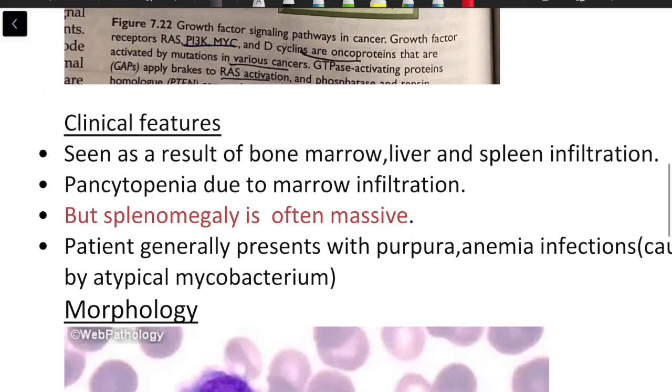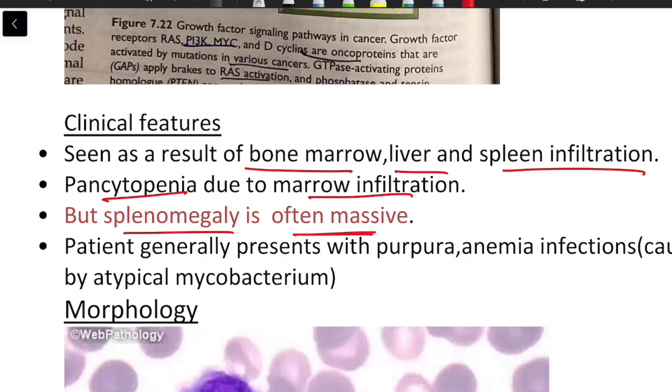Now if I talk about the clinical features, they are seen as a result of bone marrow, liver and splenic infiltration. Hepatomegaly is rare, but bone marrow and splenic infiltration are commonly seen. Now there will be pancytopenia due to marrow infiltration. And why so? Because if you increasingly infiltrate the marrow, then you will compete with the other hematopoietic stem cells and starve them out of nutrients, and this will lead to pancytopenia.